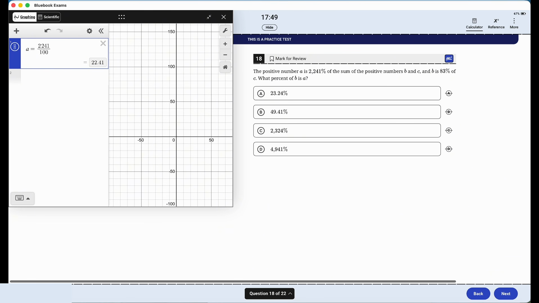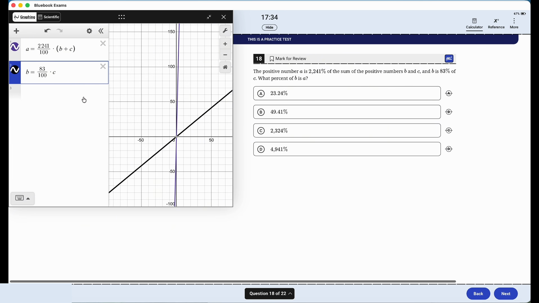2,241%, just throw that over 100. Of means multiply. Of what? The sum of b plus c, right? I can literally just write that. And then this is also an equation. B equals 83% of C. So that's going to be B equals 83 over 100 times C. And finally, even the question itself is an equation. It says what percent of B is A, right? So if you think about it as a percent, it'd be like this. What percent, so that's what I don't know, of B, so times B, equals A, right?